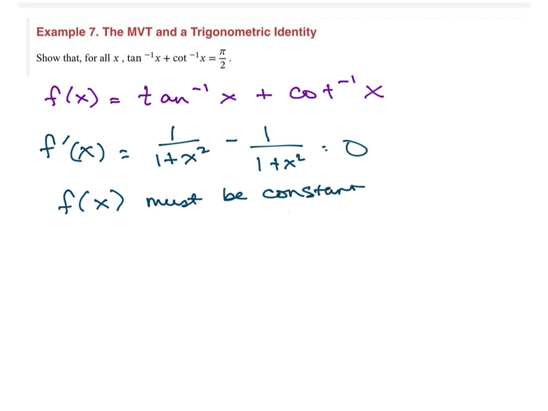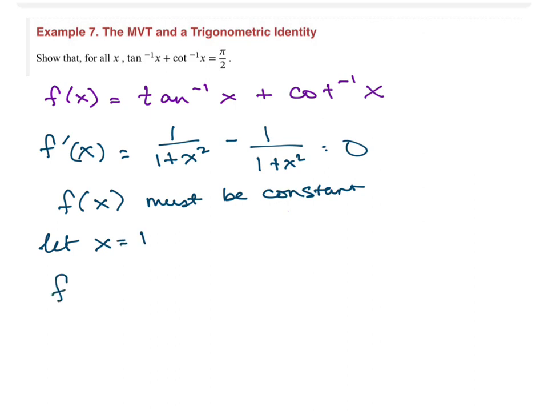We didn't specify. We found that the derivative equals 0 on all values of x. We didn't specify on an interval. We said for this function, the derivative is 0, period. So what that means is your function must have been a constant. Okay? Now, what constant? It says to find the value of c, let's let x be 1. You could pick any value for x, but it's easy if I do tangent inverse of 1. So we're going to let x be 1.